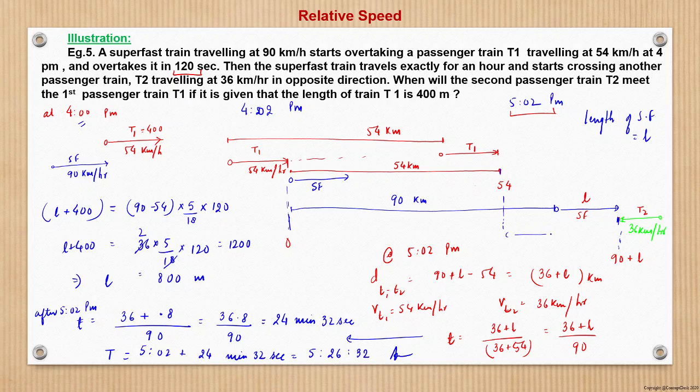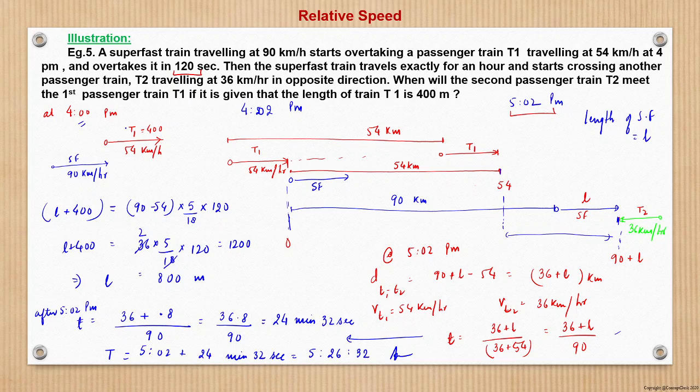So this distance would be what? 90 plus n minus 54. That is what I did. 90 plus n minus 54 is the distance between the two passenger trains which they have to cover to meet at a relative speed of what? 54 plus 36, 90. So the time is (36 plus n) upon 90. Now we have to find n.